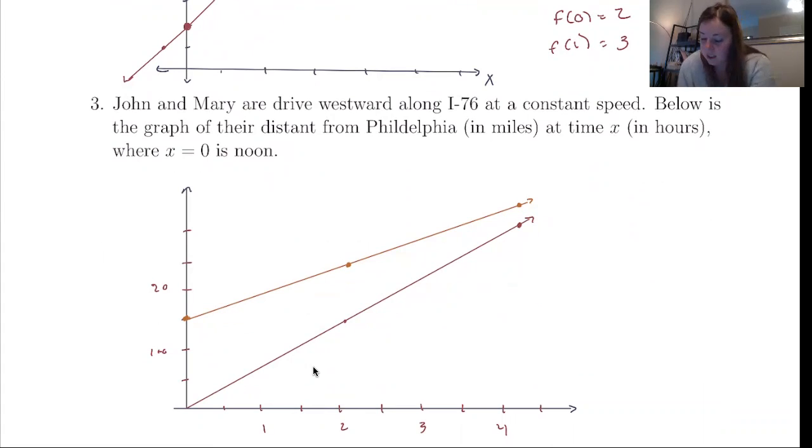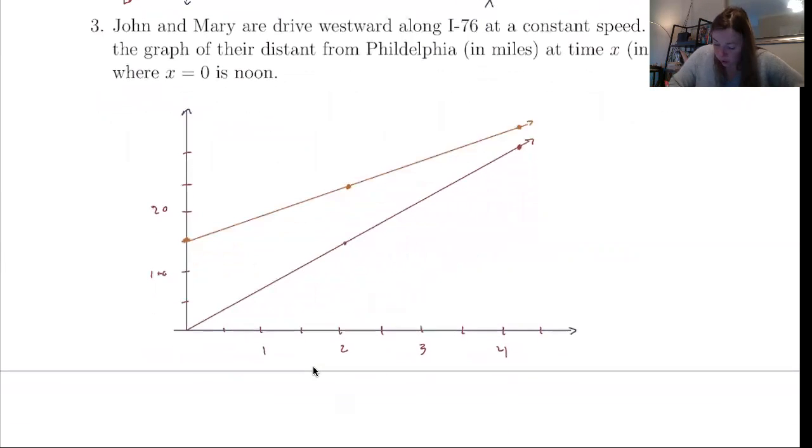Below is the graph of their distance from Philadelphia in miles and time in hours. Great, that gives me my units right there. So x equals 0 is noon. So 0.5, half an hour after noon, would be 12:30, or as I call it, noon 30. All right, so this would be like 1 p.m., 2 p.m., and so on, right? This would be like 12:30, 1:30, right? Because it'd be half an hour. Okay. And there's a point on each one of them, okay? That's our graph. It's beautiful.